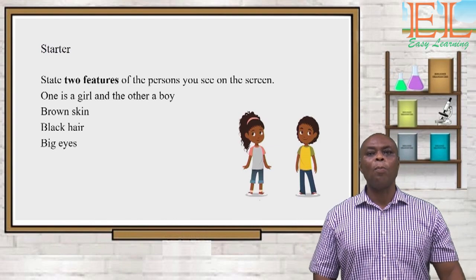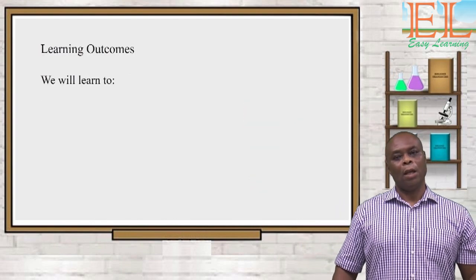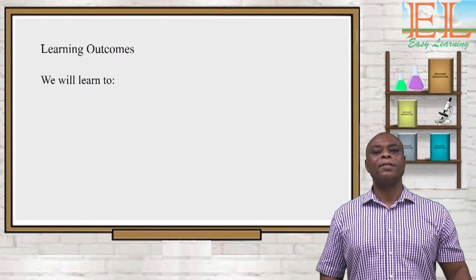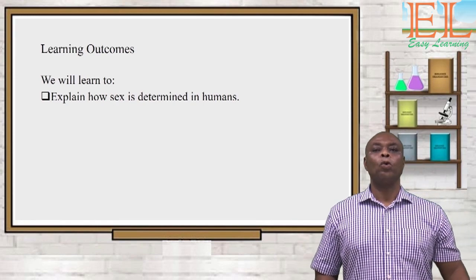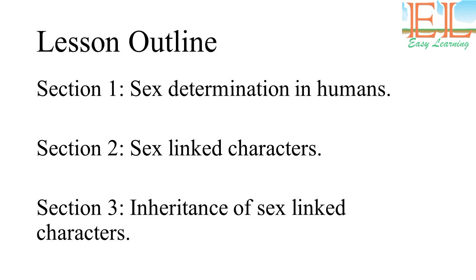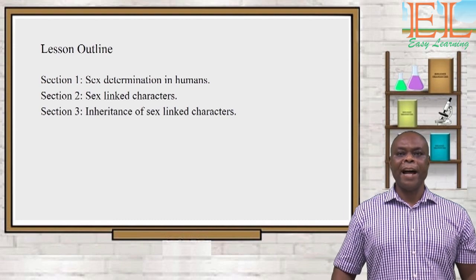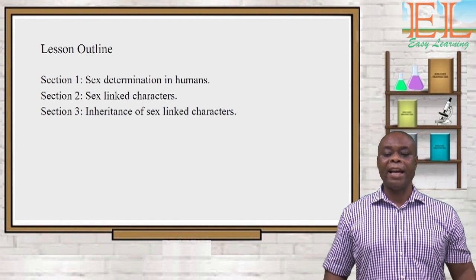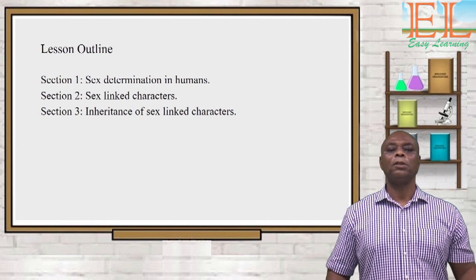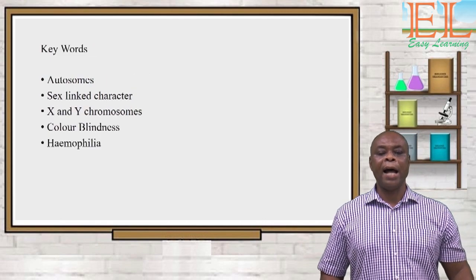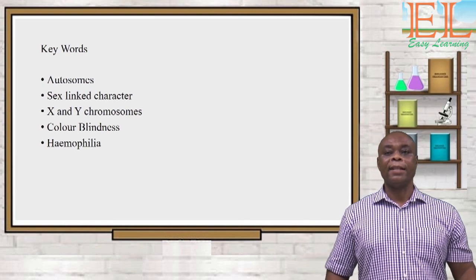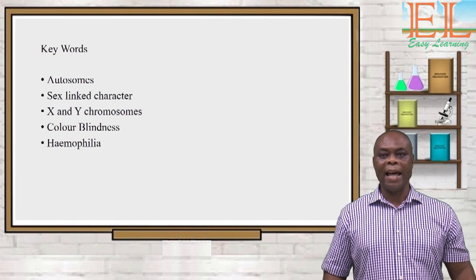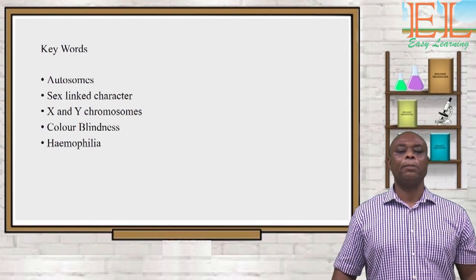Today, our lesson will dwell more on their sexes. In the lesson, we'll look at how sex is determined in humans. For our lesson outline, we'll look at sex determination in humans. We'll also look at sex-linked characters, and finally look at sex inheritance in humans. Our keywords are autosomes, sex-linked character, X and Y chromosomes, color blindness, and hemophilia.